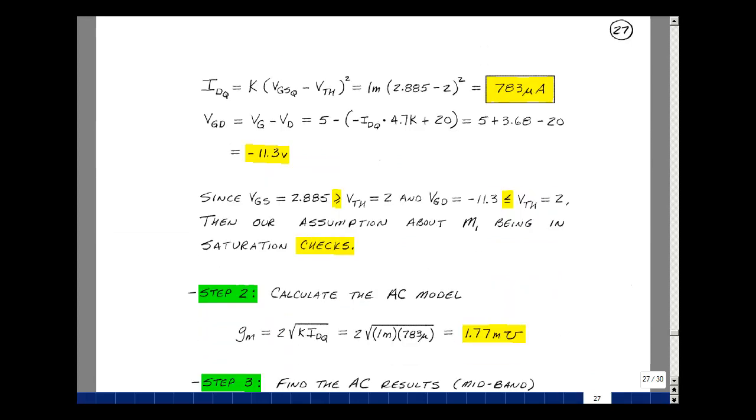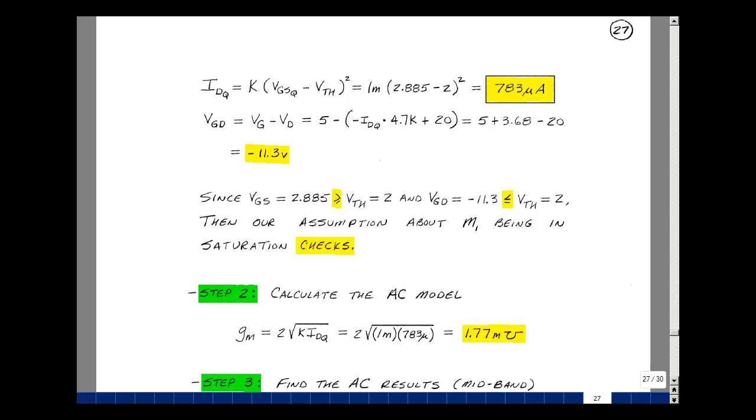Calculating the drain current at the Q point, that's going to be K times the quantity gate source voltage minus threshold squared: 1 milliamp per volt squared, 2.885, and a threshold voltage of 2. That gives me 783 microamps. Now I need to calculate the gate to drain voltage to see whether I am actually in the current saturation region.